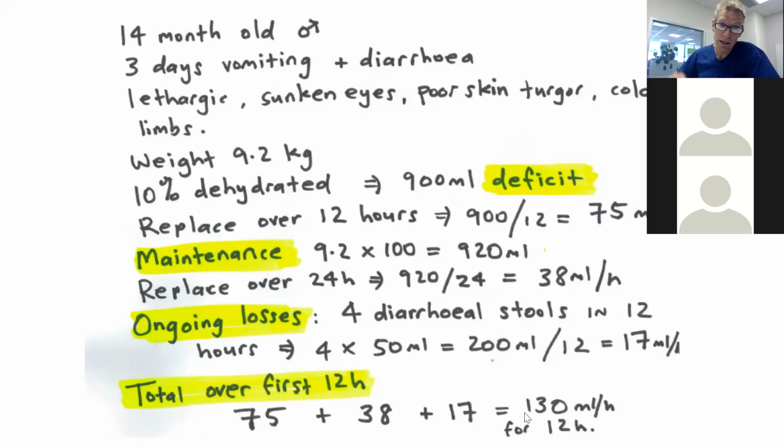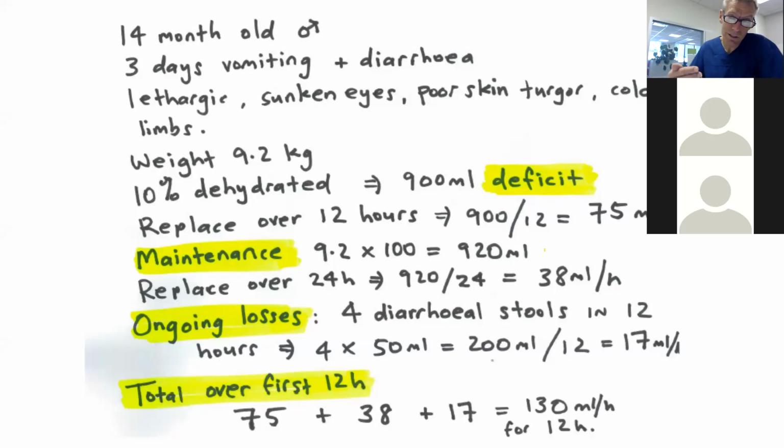And now the reason I go through all of this is because sometimes you might think that 130 mils is a lot of fluid for a child who's only 9 kilos. But when you calculate it out, that's exactly what this child needs to replace their deficit over a 12-hour period.